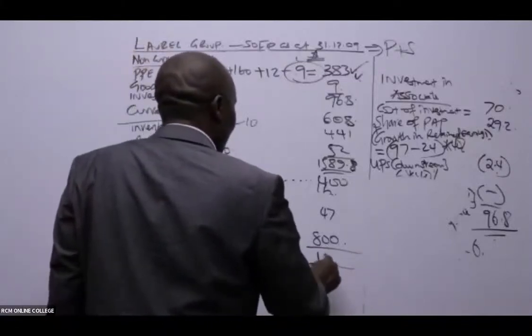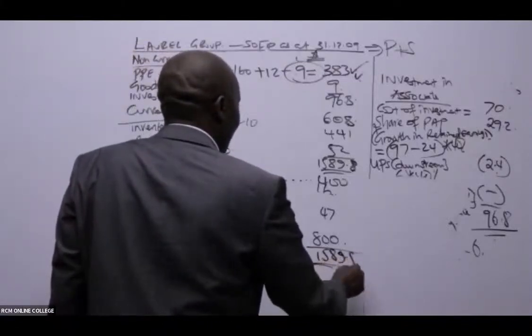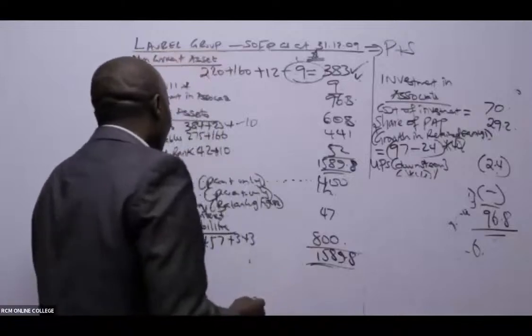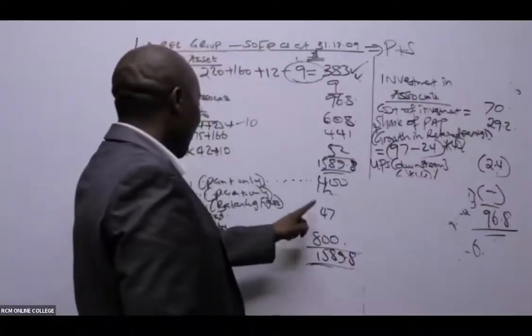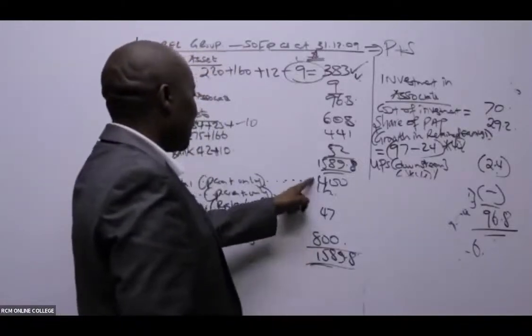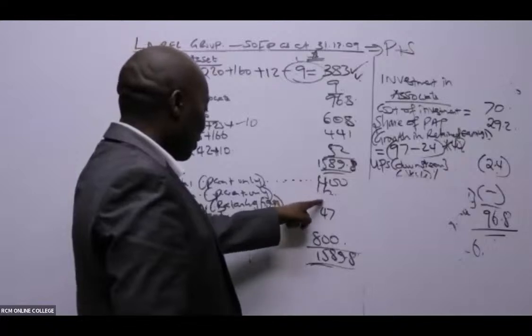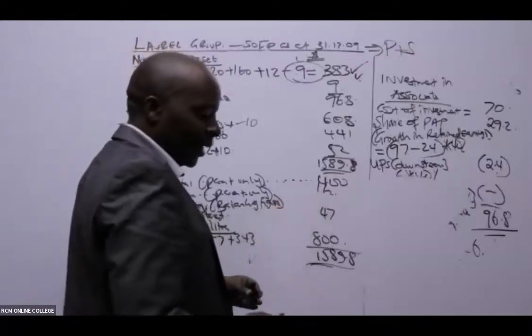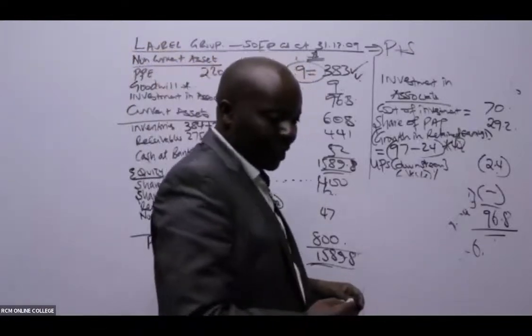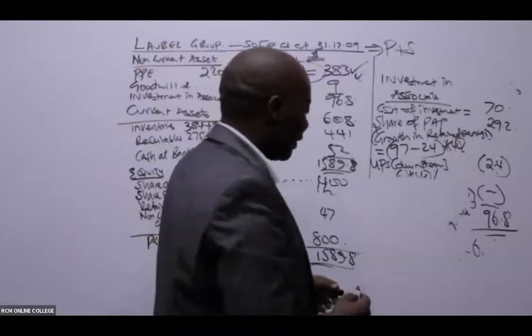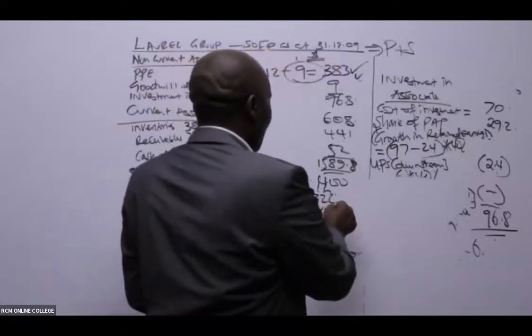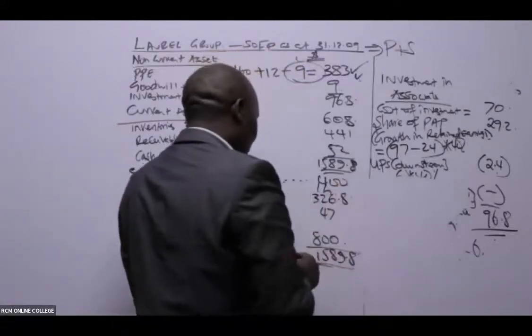So we have here 1589.8. Then the balancing figure will be this minus this minus this minus this minus this. What figure are we getting as our retained earnings? They're telling me it is 326.8.